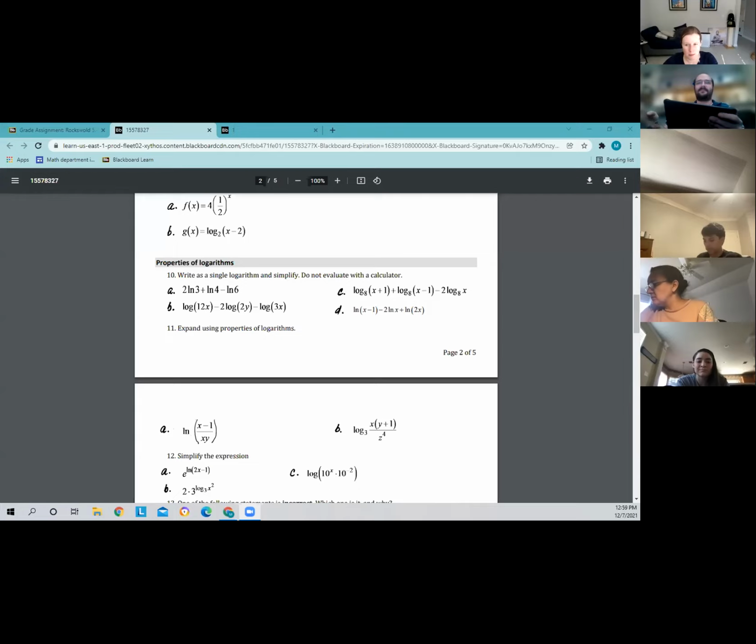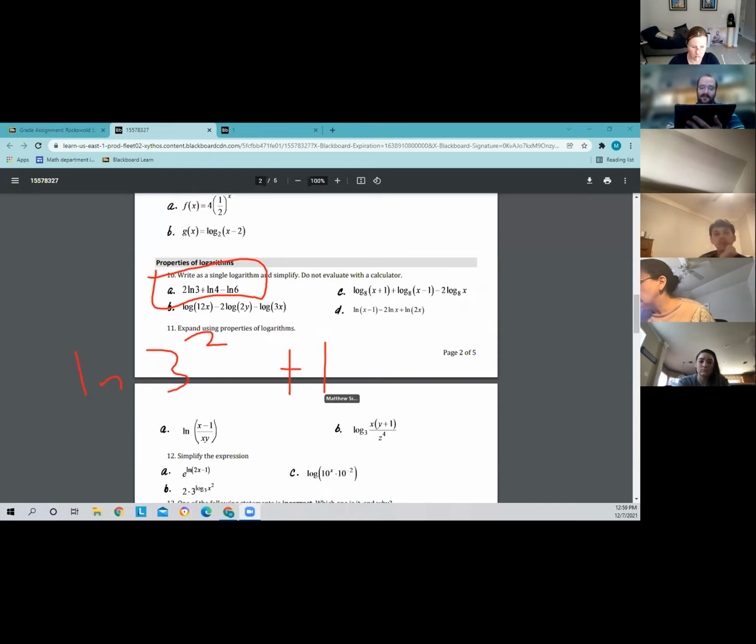10. How do we do 10? So like 10A. This is condensing, right? So I think we're going to do a few condensing and then we'll do a few expanding. What's the first thing you did there? Move the 2. Yeah, move the 2. So now we're doing ln of, I believe, 3 squared. I hope that's what you did. Plus ln of 4 minus ln of 6. And then you group the first 2.